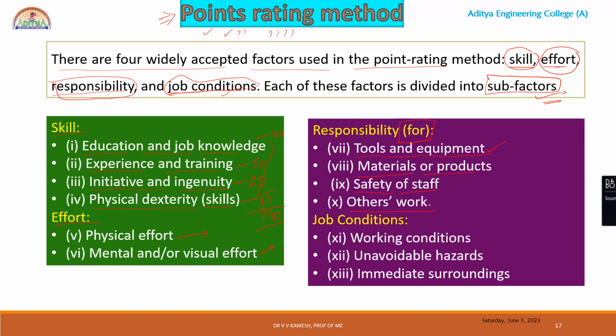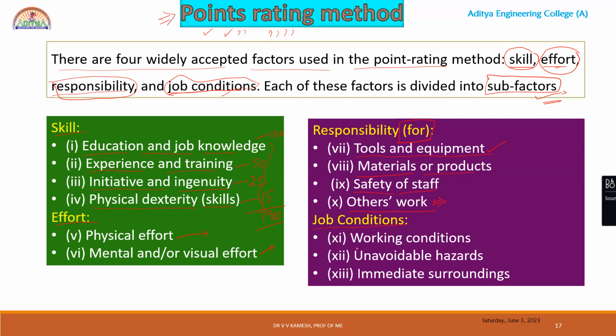And again, responsibility for others' work. How can you be responsible for others' work? This doesn't mean that if somebody makes a mistake, you need to come forward to accept his mistake. It is not like that. Responsibility for others' work means helping others' work, right? Suppose your work is completed and you have 10 minutes of extra time. In the meantime, suppose somebody has some problem, you should help them, right?